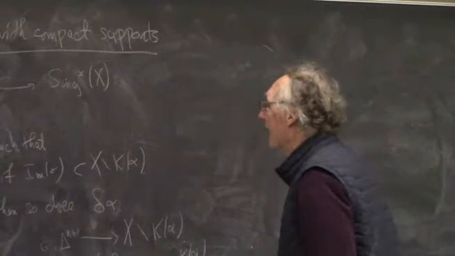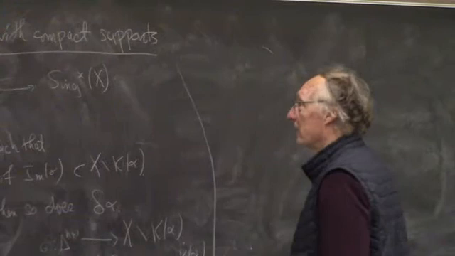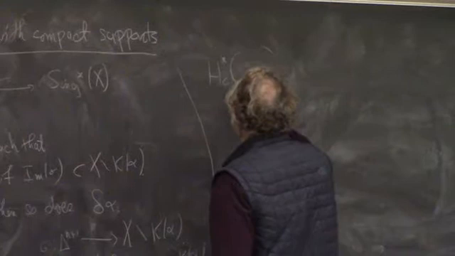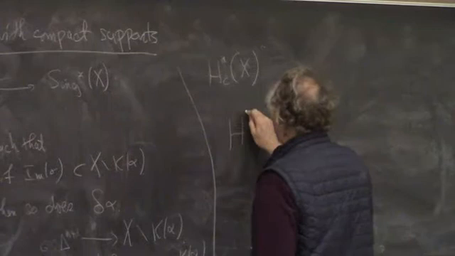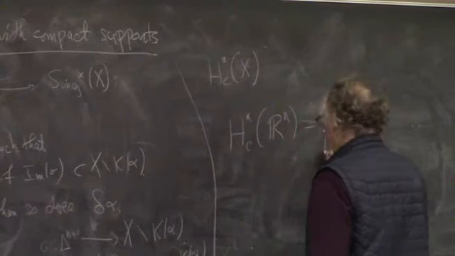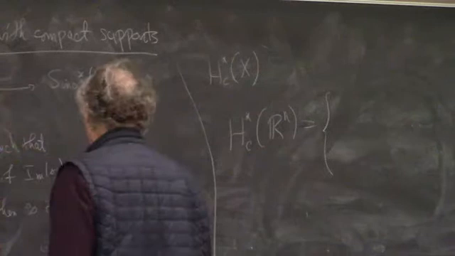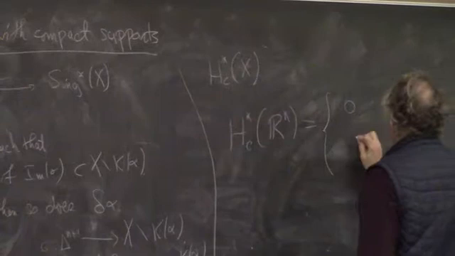Okay, so that's cochains with compact support. It's a subcomplex, so you can form the cohomology. What is the cohomology with compact support of R^n? It's isomorphic to the first case. Right, it's the same answer: 0 for star not equal to n, and Z for star equal to n.